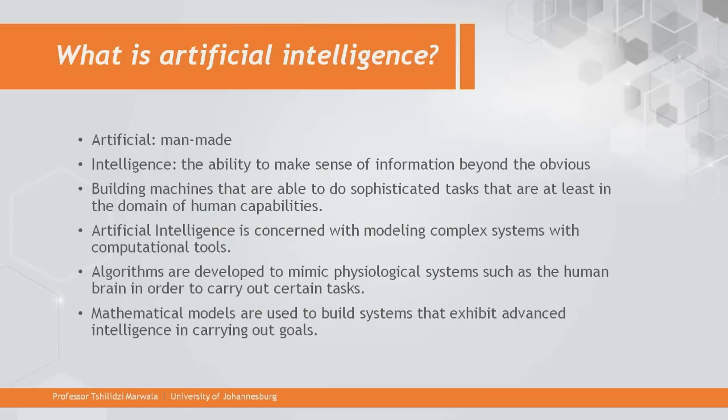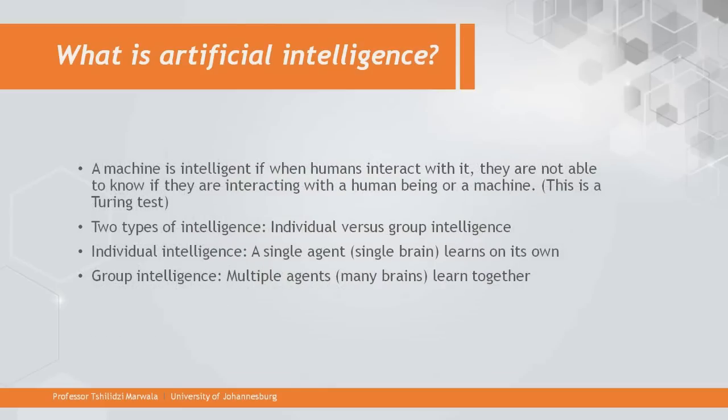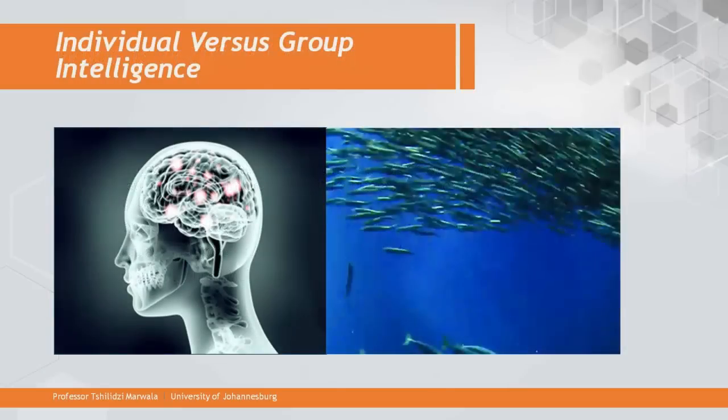So simply, on the left-hand side, that will be individual intelligence, whereas on the right-hand side, on that fish tank, it's actually a school of fish that is operating as a system. But each fish probably has its own brain.